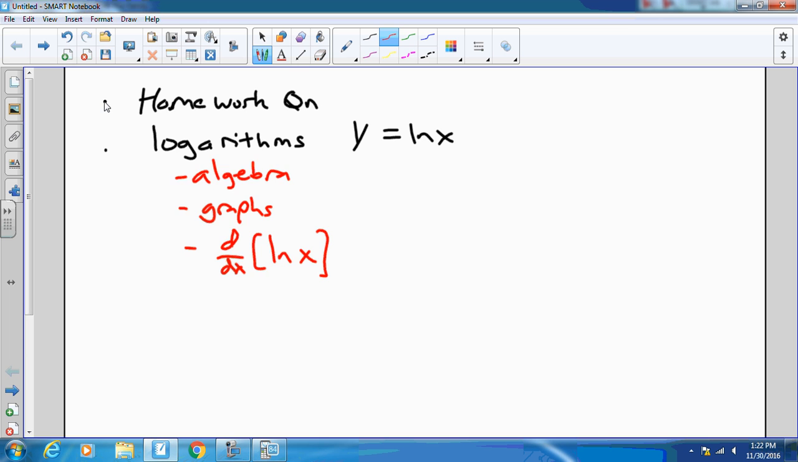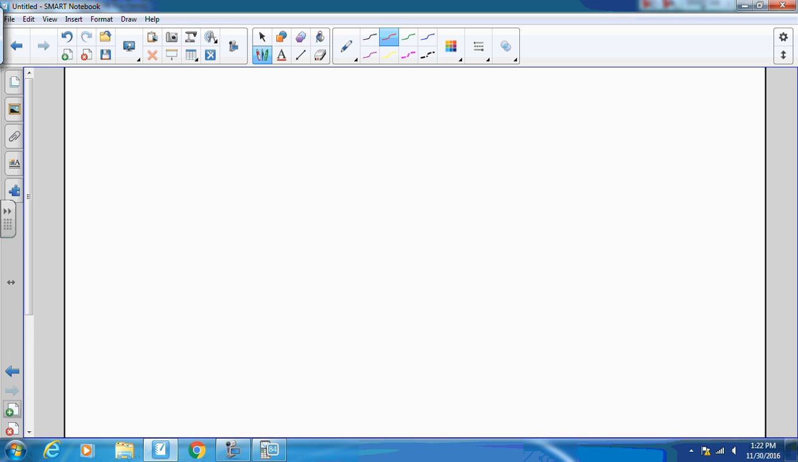Number 49. What does that one say? 51. Find an equation for a line that is tangent to the graph of y equals e to the x and goes through the origin.